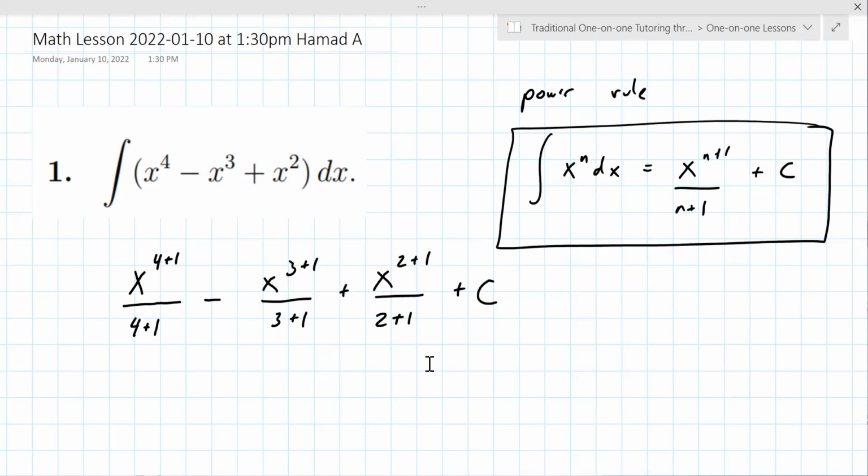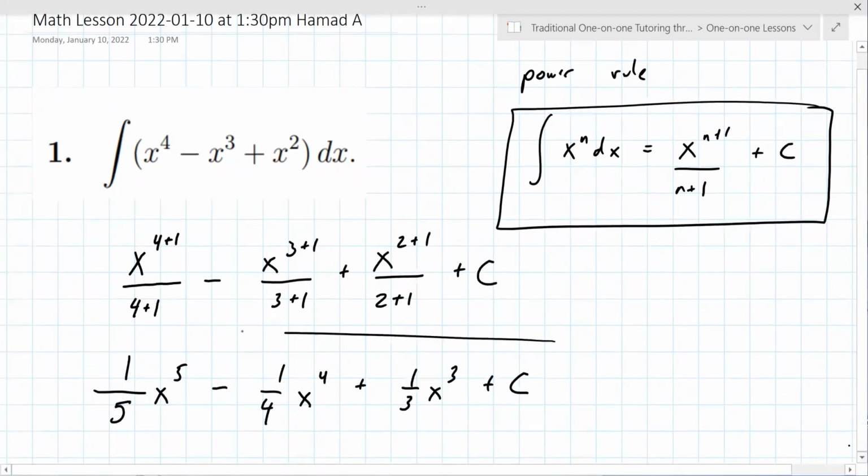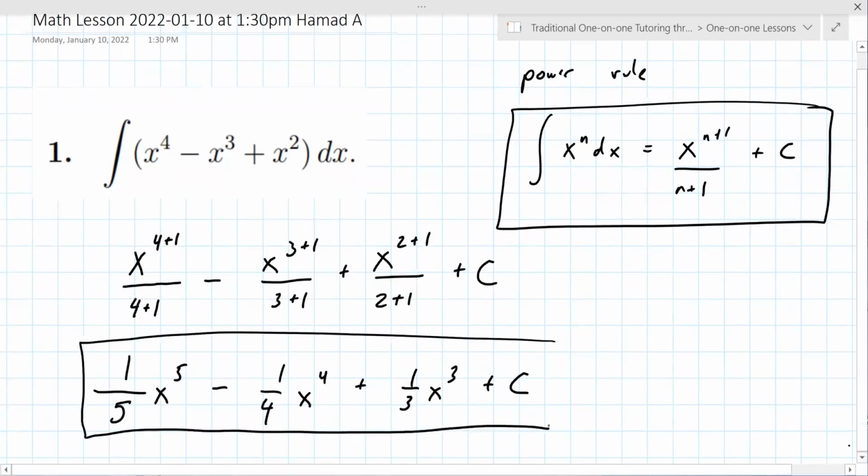Yeah, I'm done. Great. So the final answer is 1/5 x to the 5th minus 1/4 x to the 4th plus 1/3 x to the 3rd plus c. Is that okay? Yes. All right. Now it's always plus c, always plus c, always plus c.